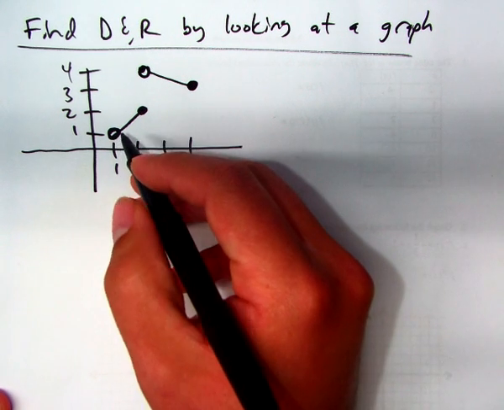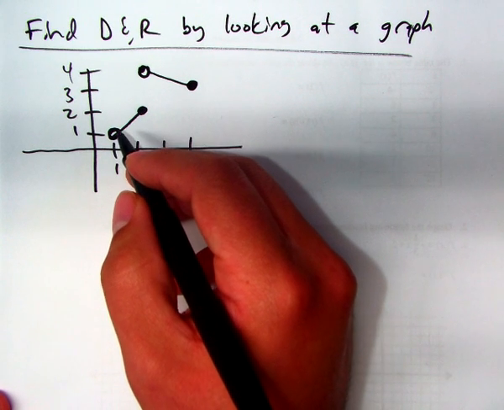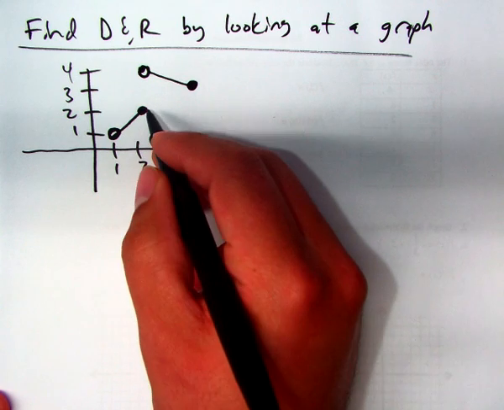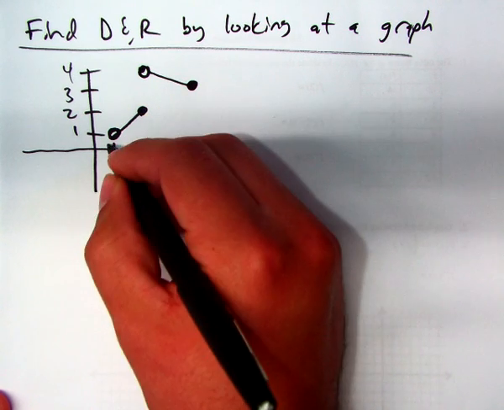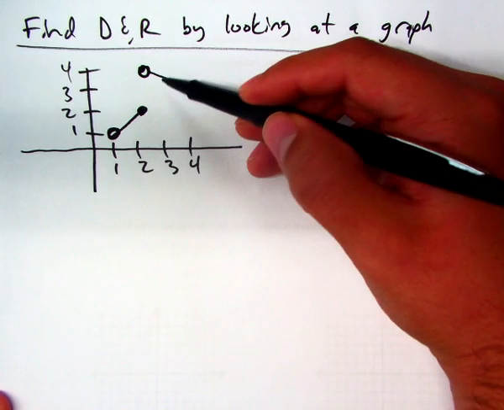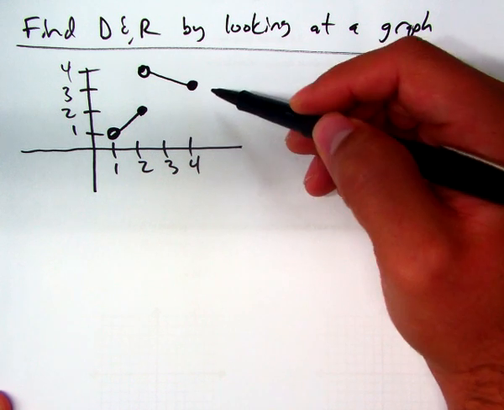The open circle is over the 1, and then the closed circle is over the 2. Yes. Closed at 2, open at 1. On this other one, it's open at 2, closed at 4.